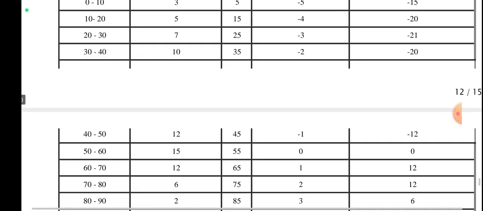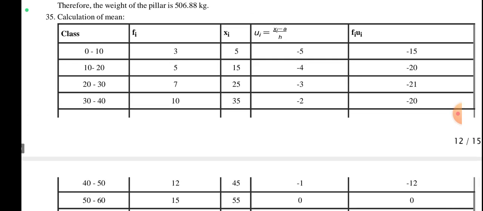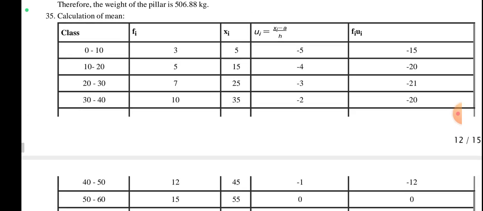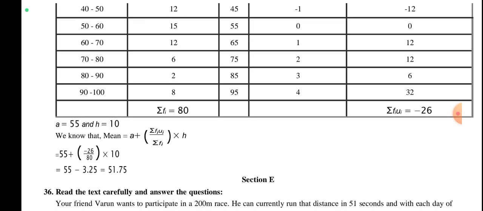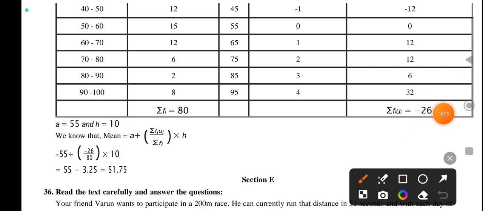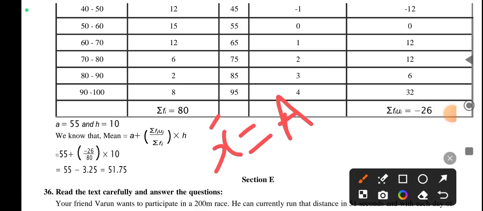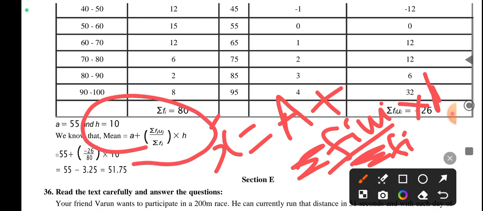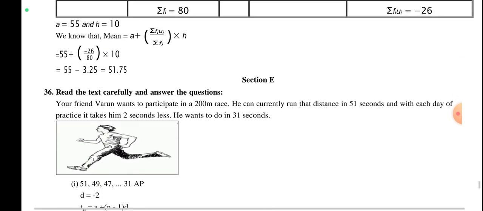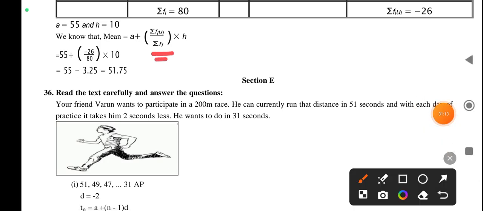Mean by step deviation method. We already discussed. They have given you only the more than type. You wanted to convert it to 0 to 10. Properly, the frequency you have to subtract: 80 minus 77, 3, like that. After getting it, only the step deviation method we use. We all know the formula: mean x bar equals a plus summation fi ui by summation fi, into h. Then substitute: minus 26 by 80, 0 and 0 cancel. Getting 3.25 and getting 51.75 is the answer.